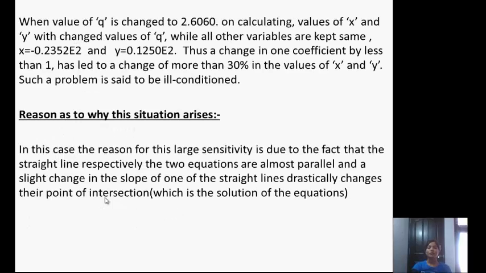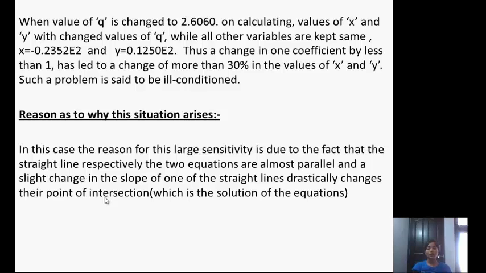Now, when the value of q is changed to 2.606, on calculating the values of x and y with the changed value of q, while all other variables are kept the same, x equals minus 0.2352 times 10 raised to power 2, and y is 0.1250 times 10 raised to power 2. Thus, a change in one coefficient by less than 1 has led to a change of more than 30% in the values of x and y.